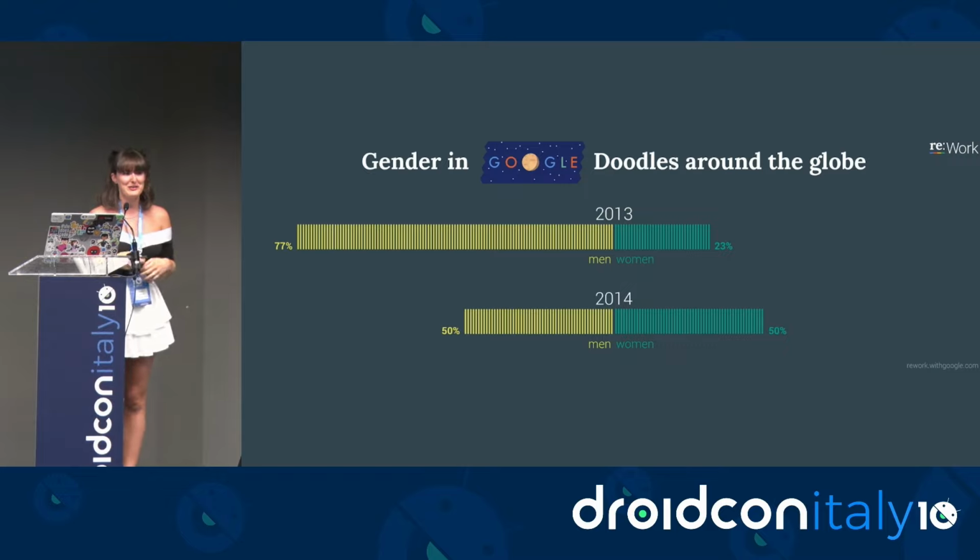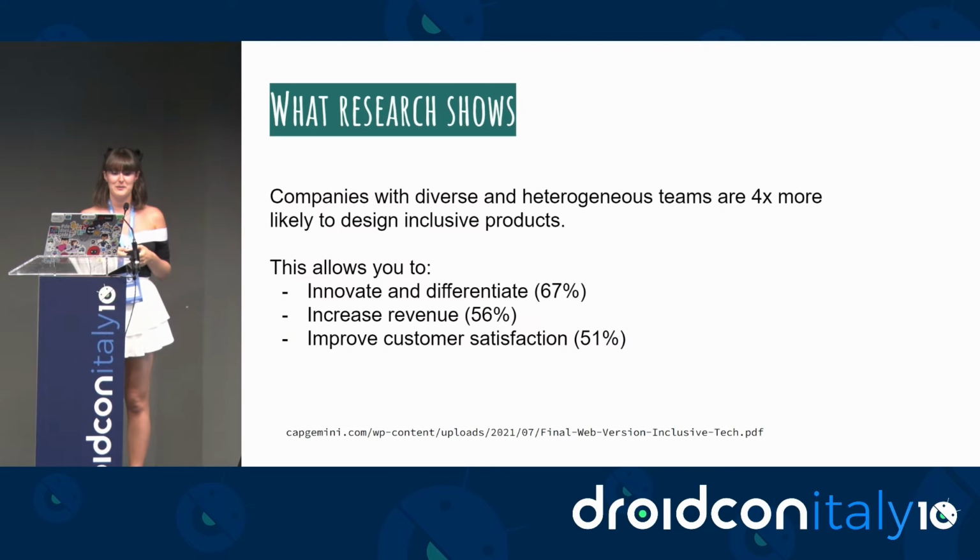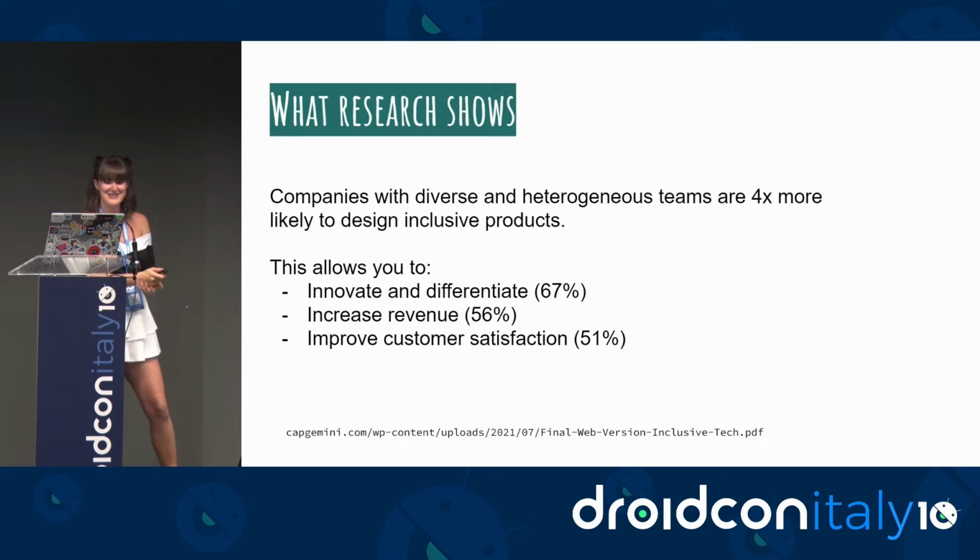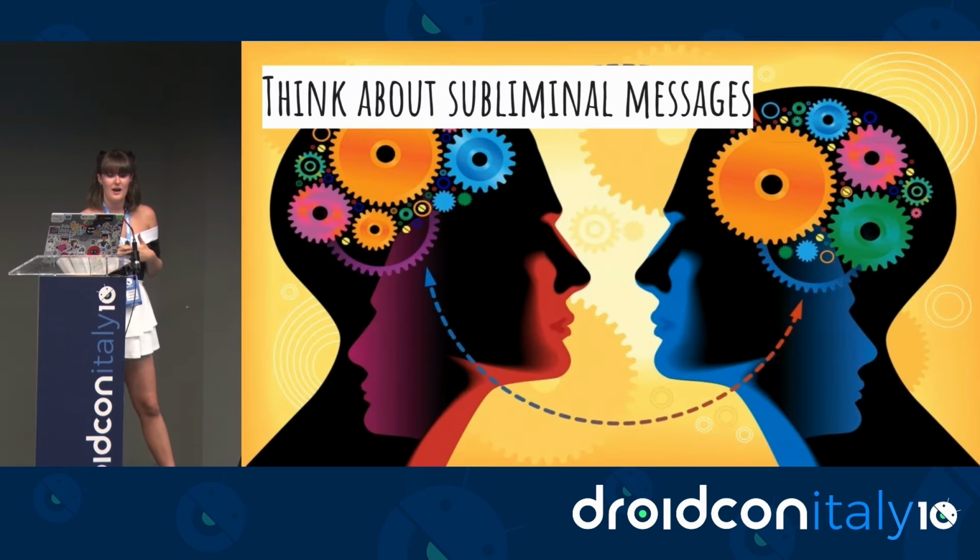So even if there was enough diversity, these kinds of things can happen. And research shows that companies with diverse and heterogeneous teams are 4 times more likely to design inclusive products, and this allows them to innovate and differentiate, increase revenues, and improve customer satisfaction.